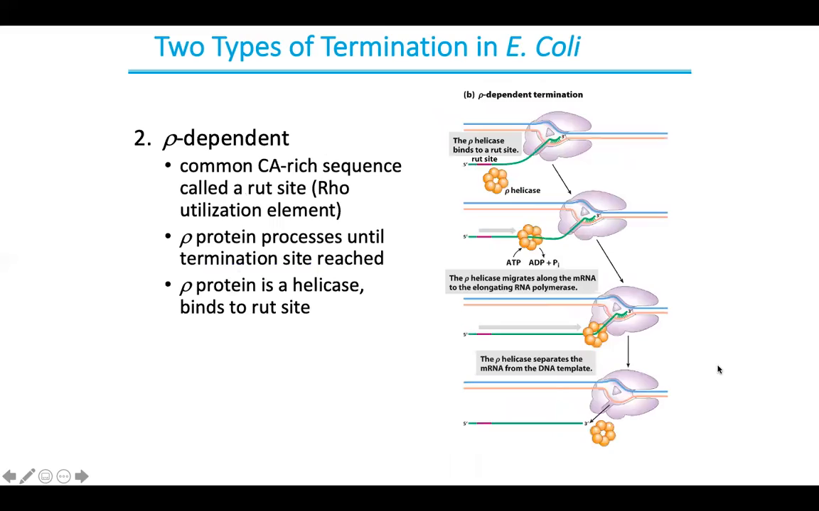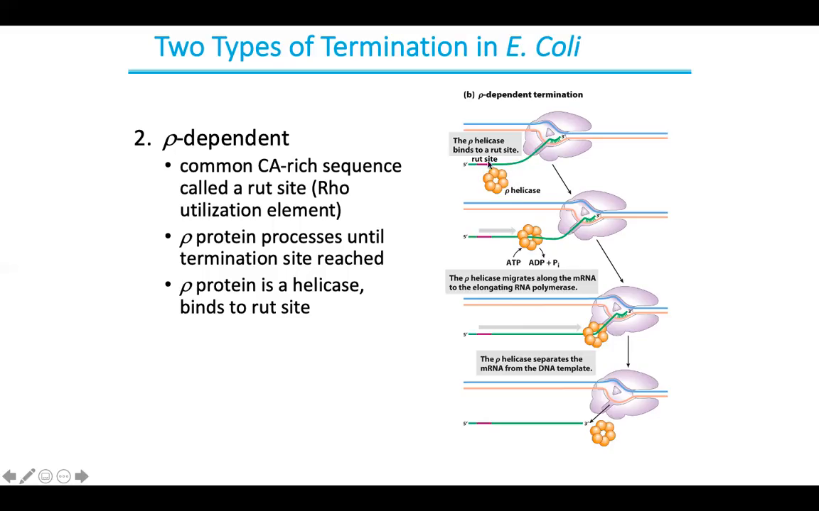For Rho-dependent termination, a common C-rich sequence called a rut site, or the Rho utilization element, is usually present. The Rho protein proceeds until the termination site is reached, and Rho protein is actually quite similar to a helicase. It binds to the rut site and causes the dissociation of the mRNA. So in Rho-dependent termination, the Rho helicase binds to a rut site that is found in the transcript.